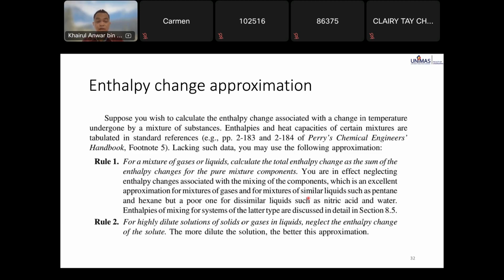Rule number 2, for a highly dilute solution of a solid or gas in a liquid, neglect the enthalpy change of the solute. So here solute refers to the solid or gas. The more dilute the solution, the better this approximation. Okay.